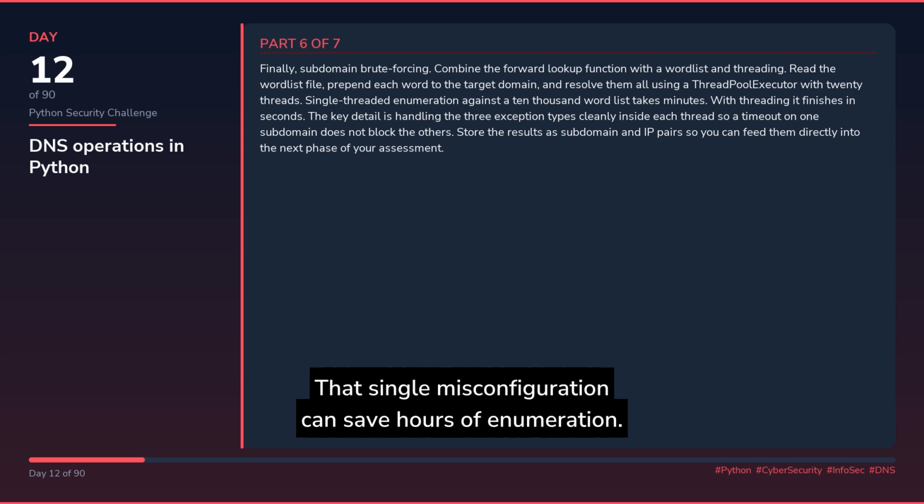Finally, subdomain brute forcing. Combine the forward lookup function with a word list and threading. Read the word list file, prepend each word to the target domain, and resolve them all using a thread pool executor with 20 threads. Single-threaded enumeration against a 10,000 word list takes minutes. With threading it finishes in seconds.